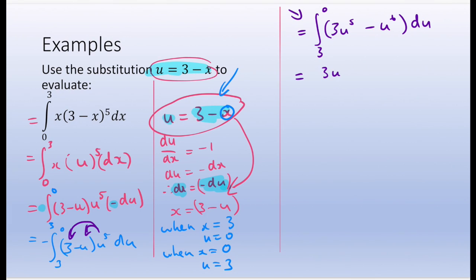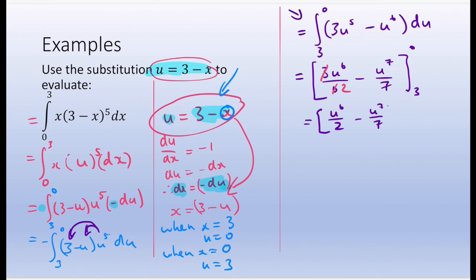It's going to be 3u to the 6 over 6 minus u to the 7 over 7, and it's a definite integral, so that's going to be 0, and that's going to be 3. Now, I know that this will cancel out, and it'll be 2 there. So now, I've got this. So let me rewrite it so it looks pretty. Okay, and now it's just like any definite integral. I know that these boundaries are u boundaries, and I know that's a u there, so I can just sub it in and I'm going to get a numerical answer.